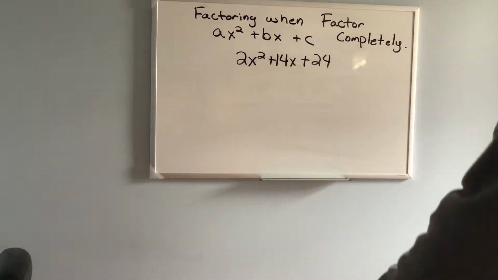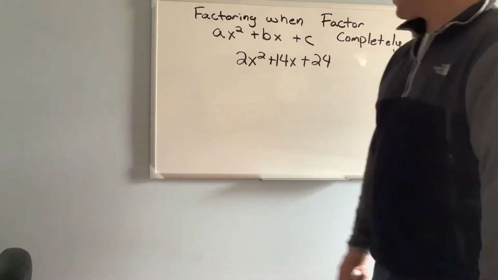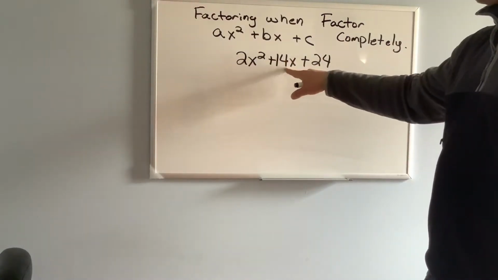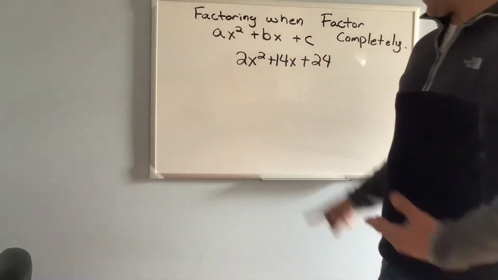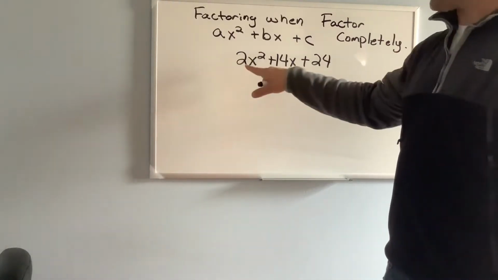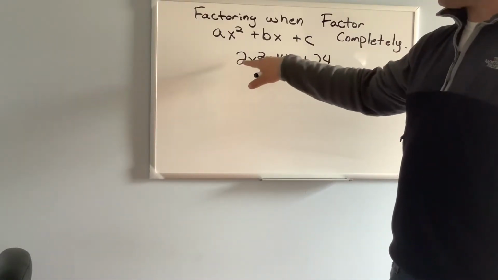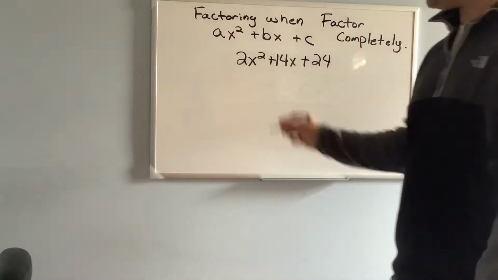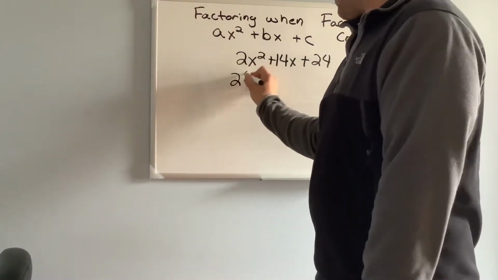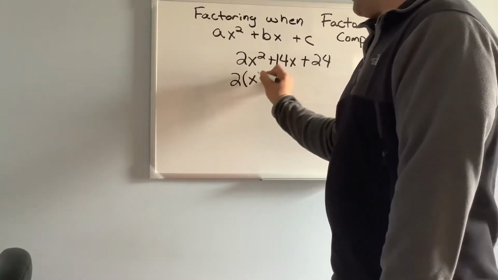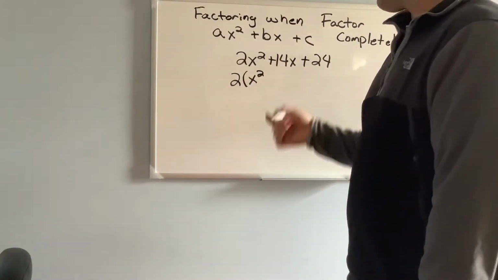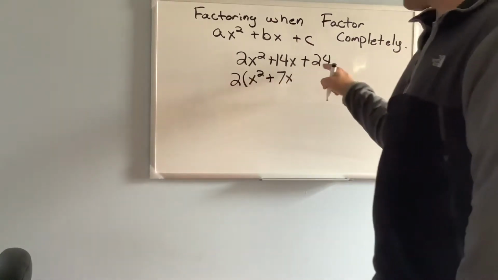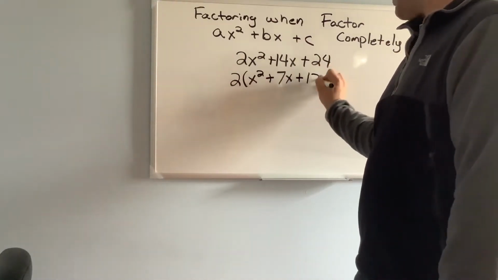Now we're going to look at factoring polynomials completely. So when I factor 2x squared plus 14x plus 24, I want you to notice before I start factoring, I can actually factor a number out of 2, 14, and 24. The greatest common factor is 2. So I'm going to factor 2 out, and then if I did that, we would have x squared, 14 divided by 2, it's plus 7x, and then 24 divided by 2 would be plus 12.